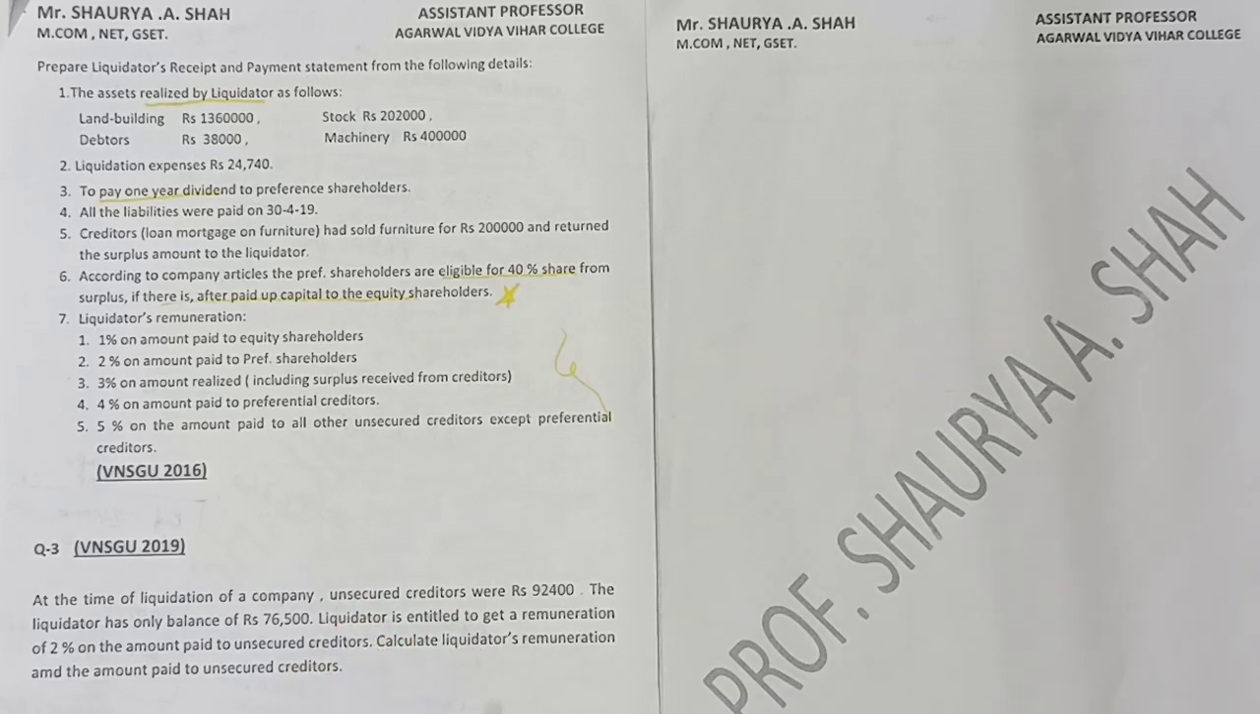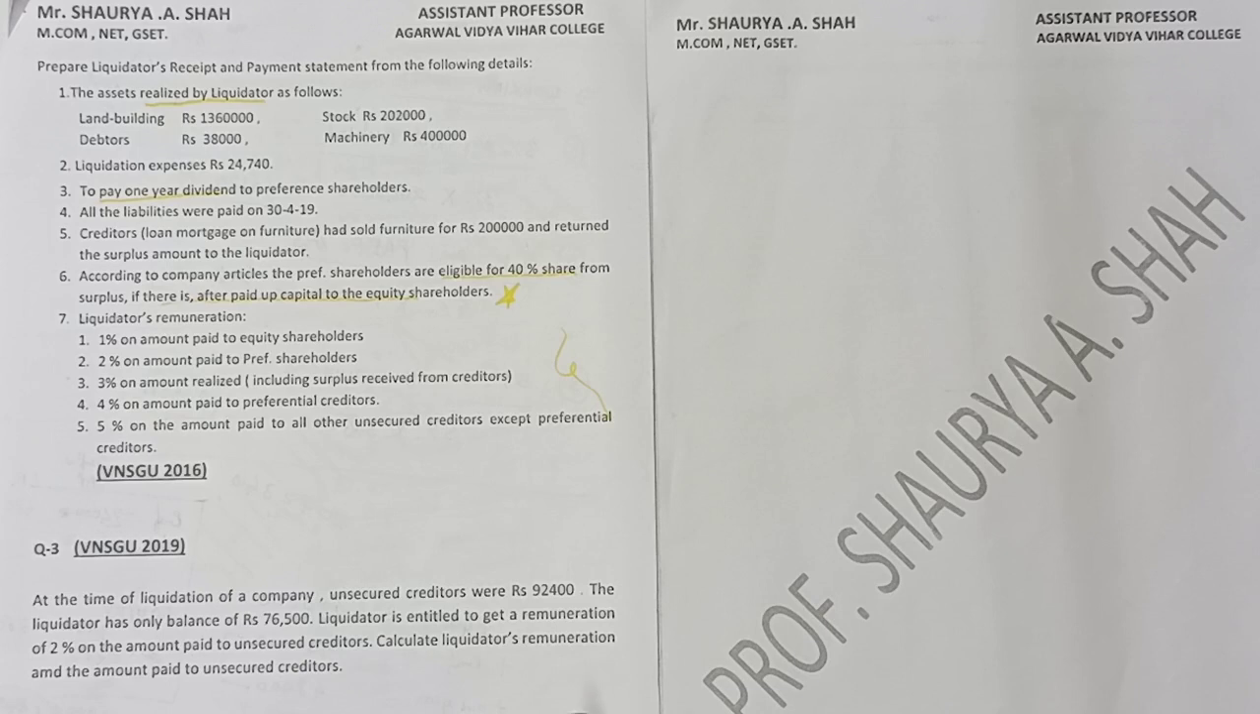We have solved one of this kind in our earlier lectures also. So what is the sum all about? It is VNSGU 2019. It is for 3 marks basically. What is the sum all about, students? I hope you all must be remembering the concept of liquidators remuneration. So we'll be seeing it. What is the sum? At the time of liquidation of the company, unsecured creditors were 92,400, right? Now this is just the short sum, so we need to calculate only the liquidators remuneration, students.